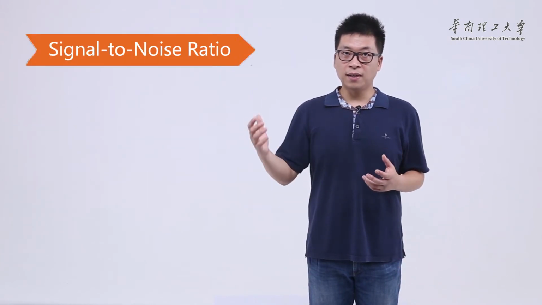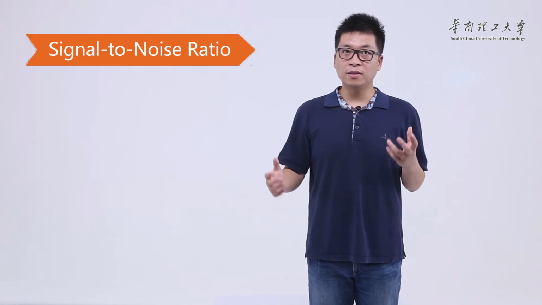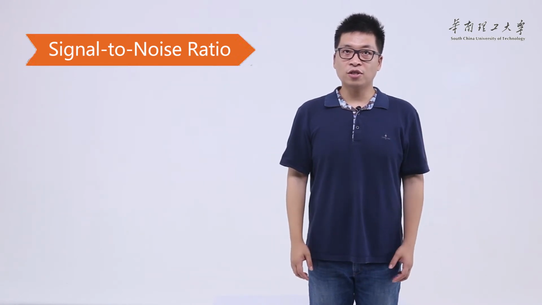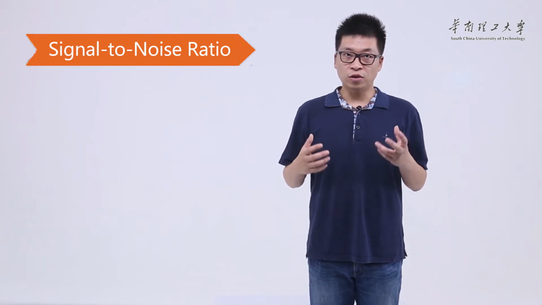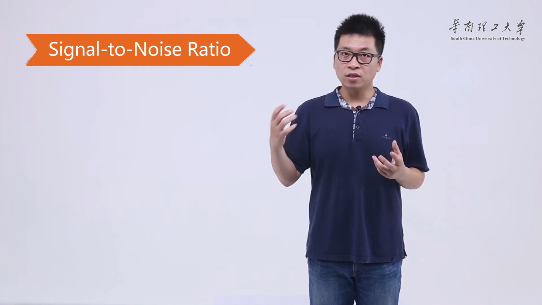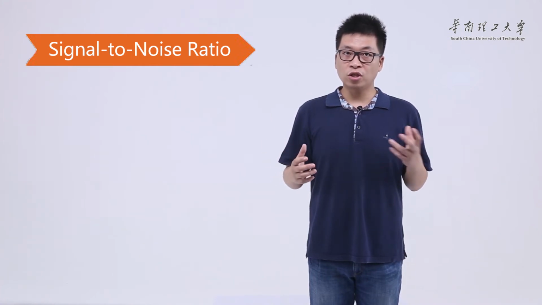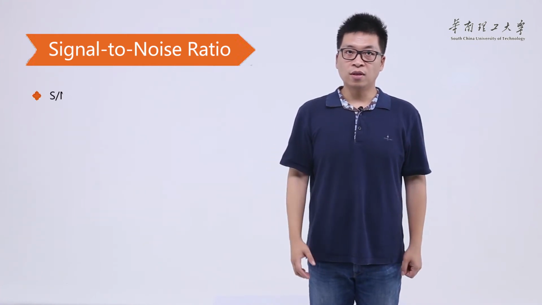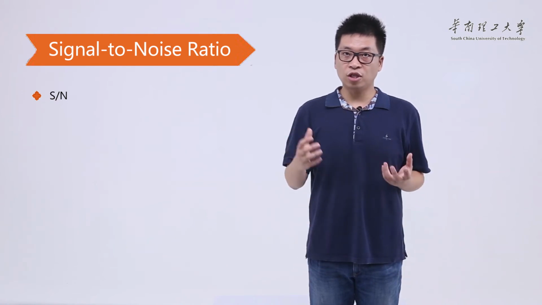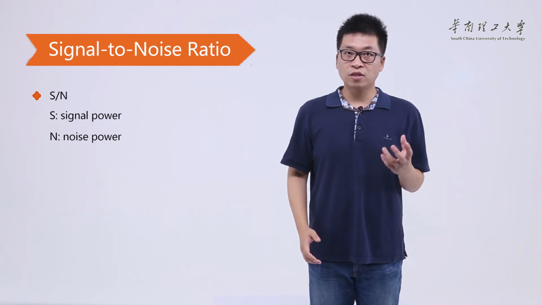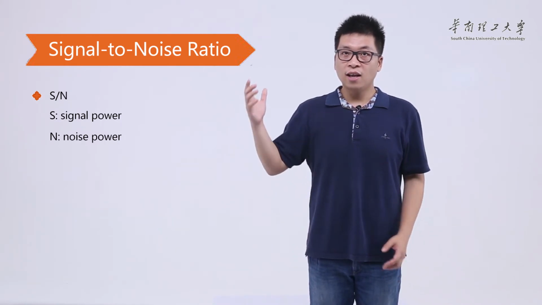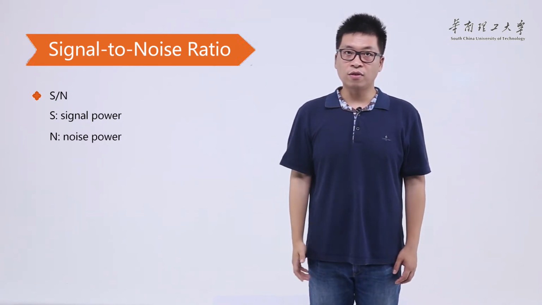Before we try to explain the theories about the maximum data rate, we start with some background concepts. When we are talking about distortion and attenuations, we can use a term to numerically describe a noise, which is signal-to-noise ratio. There are two ways to represent signal-to-noise ratio: S over N, in which S is the power of signal and N is the power of noise.